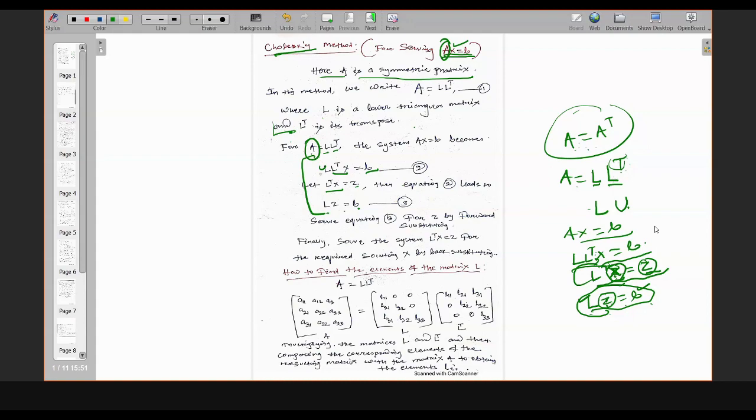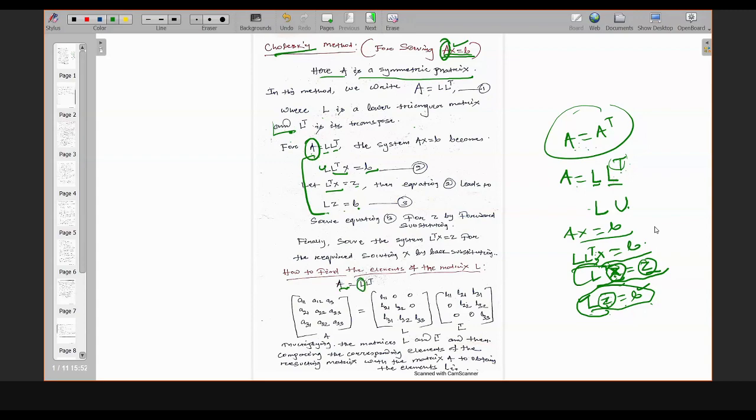But when you go for solving some real life problems, if you find that the system is a symmetric system, you can apply the Cholesky method to reduce the number of steps that you need while solving the linear system of equations by a particular method. So now the question is how you can find the lower triangular matrix L.